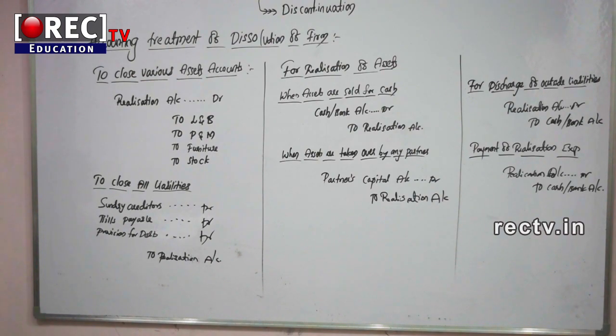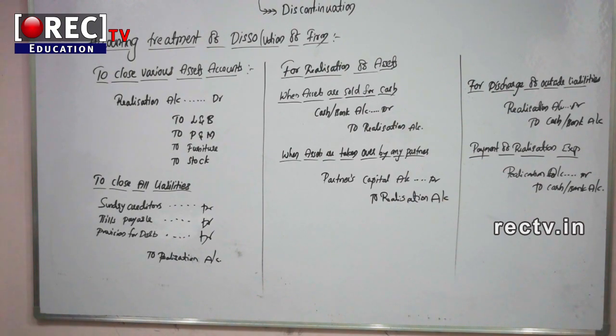And when assets are taken over by any partner, the firm is going to discontinue. So of whatever assets there are, some are sold and some assets are given to your partner. At that time the entry will be partner's capital account debit, because as we are giving our asset to the partner, his capital account will decrease, so we are debiting his account. The entry is partner's capital account debit to realization account.